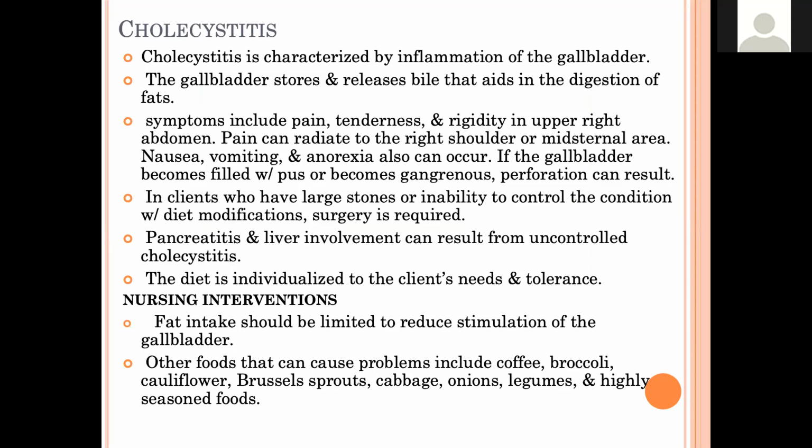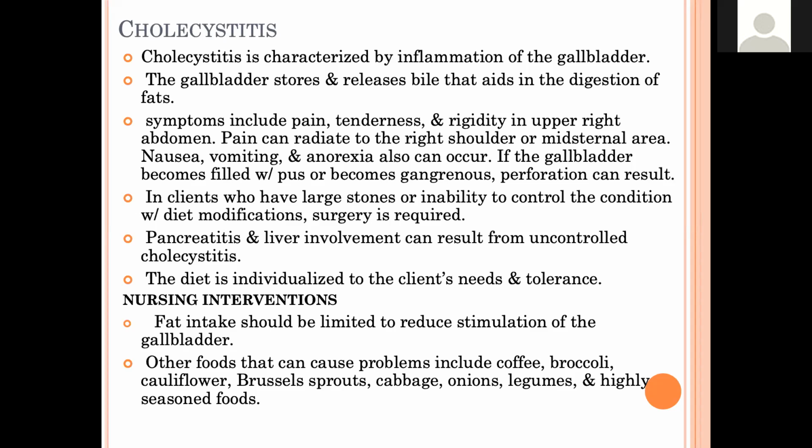There are medications that can dissolve the gallstones. But in the event that that can't be done, we have to intervene either with lithotripsy, which are sound waves that can tear up the stones, or we have to go in surgically.